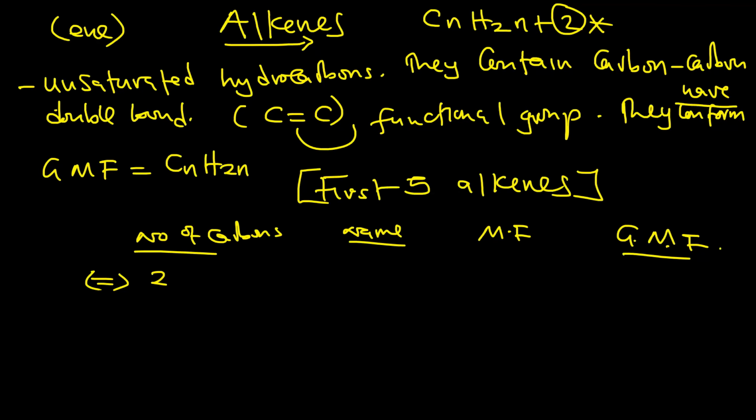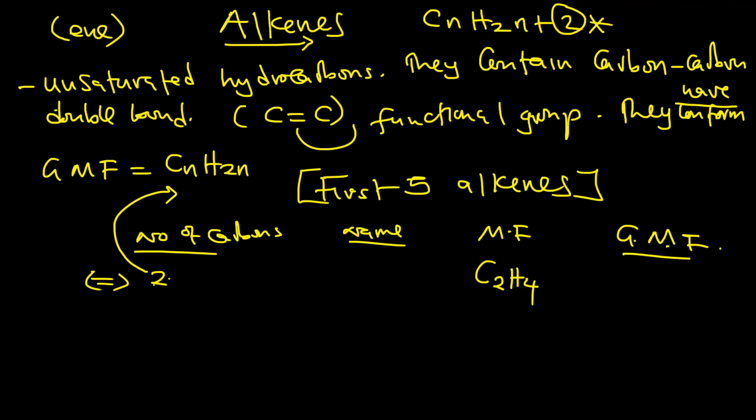Okay? Because the first one is what? Ethene. I guess you've gotten my point here. So for 2 carbons, you are just going to replace n with 2 in this formula. In terms of molecular formula, it's going to be C2, then 2 multiplied by 2 is just 4. So it's just double the number of carbons to find the number of hydrogens. And this is how you'll be able to identify them.